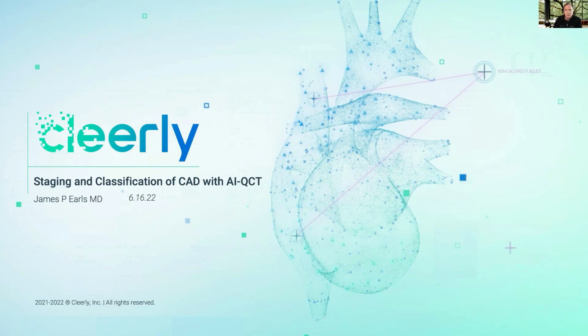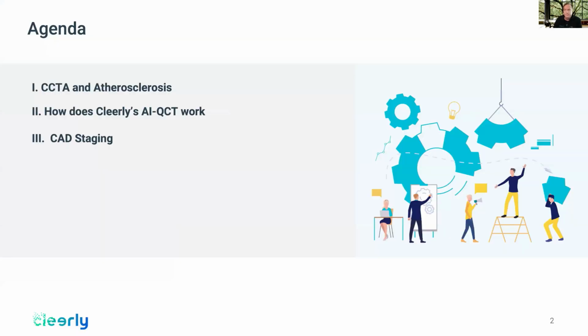Today, we're going to talk a little bit about staging and classification of coronary artery disease, specifically with AI quantitative coronary angiography. So the agenda for today's talk is here. We'll talk a little bit about coronary CT and atherosclerosis. Then we'll talk about how Cleerly's AI QCT software service works, and then we'll specifically talk about coronary artery disease staging with the new, most recently published classification system that was in the JCCT a couple of months ago.